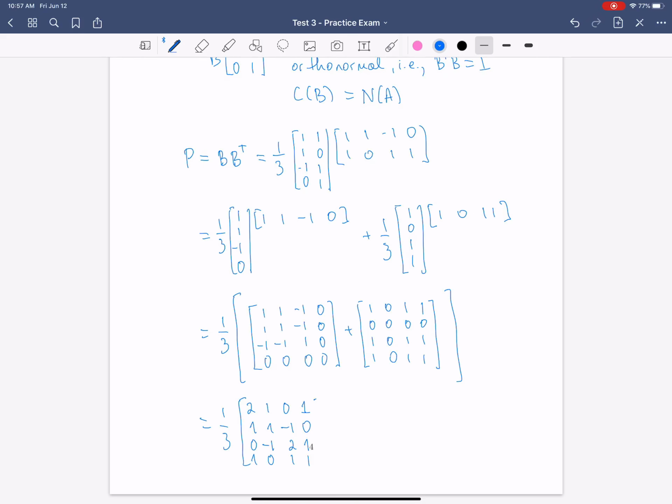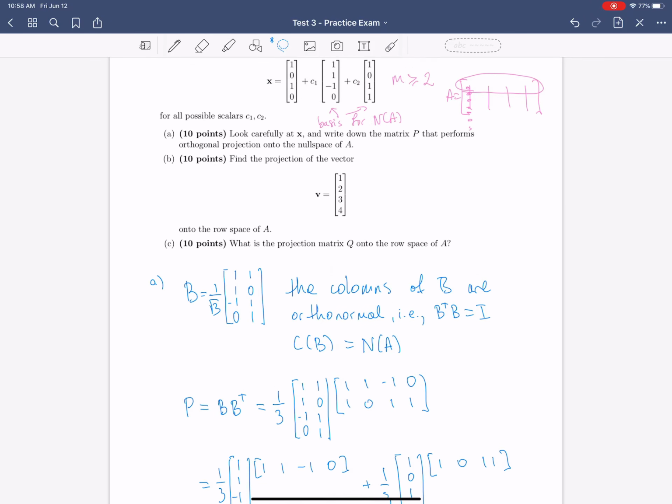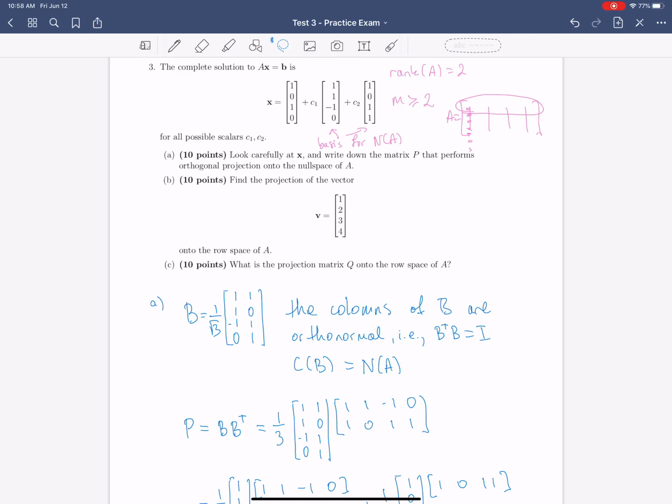A quick check that what I got in the end is indeed symmetric, because if it isn't, I know I've made a mistake. But this thing is symmetric. Just so it's easier to read, I'll shift it a little bit so that 4 doesn't interfere. And that is part A. We wrote down the matrix B.